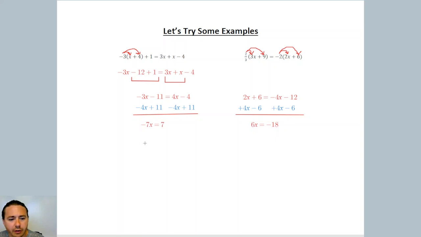So next step is going to be the same on both of these. We're going to divide both sides by the coefficient of x. On the first problem, that number is going to be a negative 7. And on the second problem, it will be 6. And we're pretty much done here. So 7 divided by negative 7 is going to be negative 1. And then negative 18 divided by 6 is going to be negative 3. A lot of negatives.